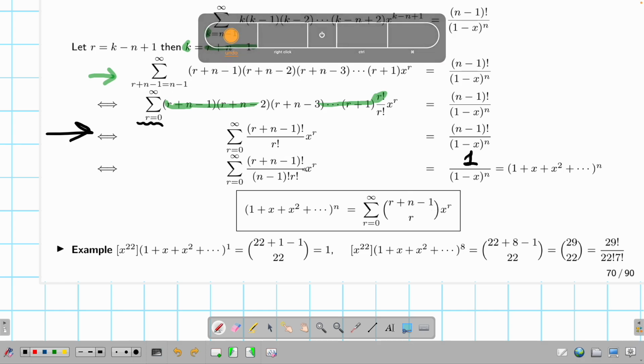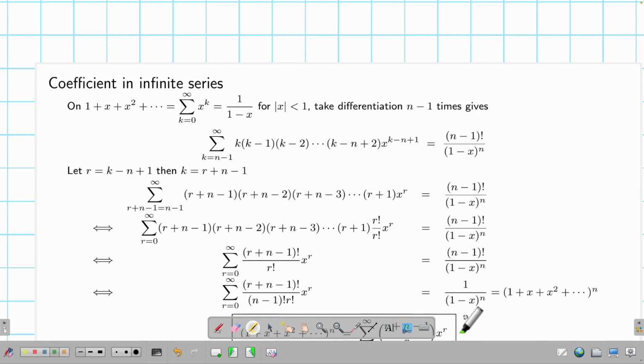Okay, and then what is it? x to the r. Now we look at this part. First, we have 1 plus x squared plus so on, which gives us 1 over 1 minus x. So if I have an n here, it will be n here, right? Which is exactly why I have this.